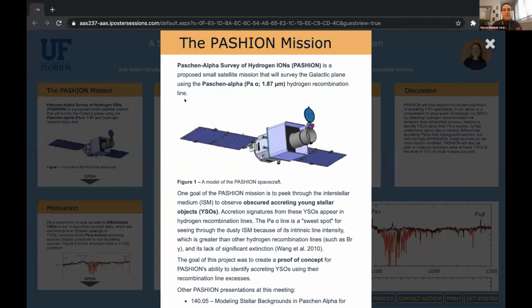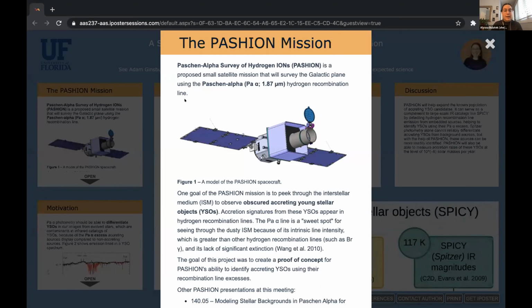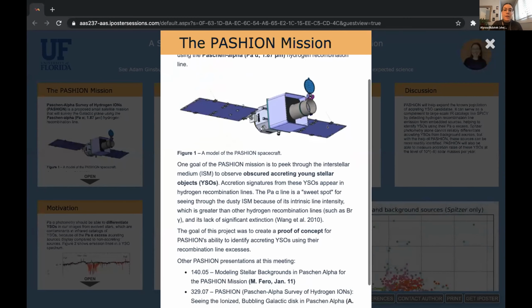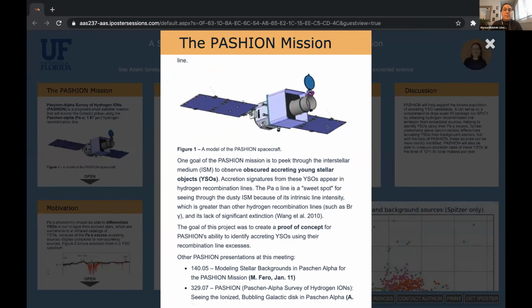So PASHION stands for the PASHION Alpha Survey of Hydrogen Ions. And it's a proposed small satellite mission whose goal is to survey the galactic plane in the PASHION Alpha hydrogen recombination line at 1.87 microns. Here's a little model of the PASHION spacecraft. One of the goals of PASHION is to be able to peek through the dusty interstellar medium to observe accreting young stellar objects, or YSOs.